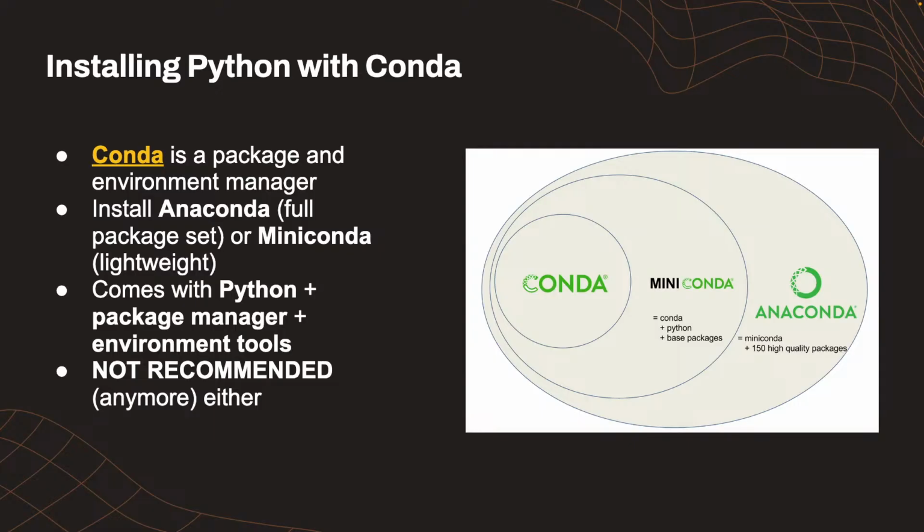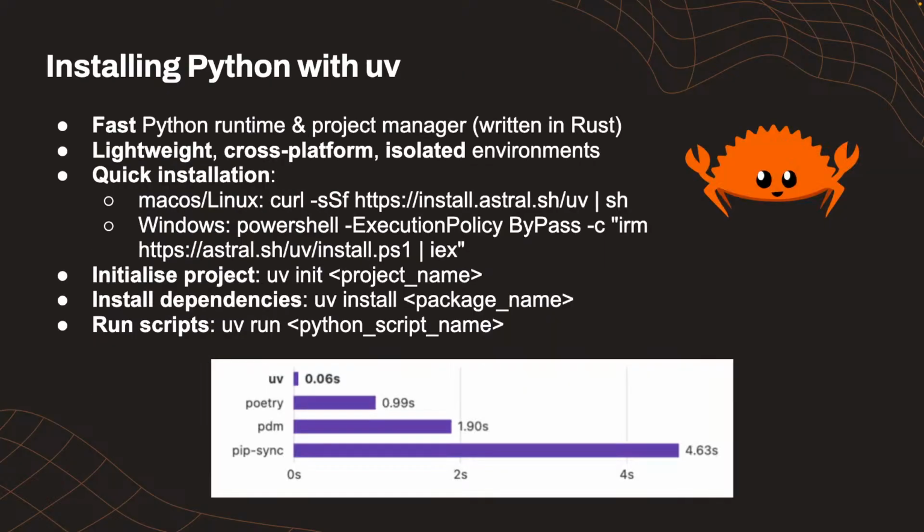So I mentioned before that the Python binary is not the actual recommended way. Another way is using Conda, which is a package and environment manager. You can either install Anaconda, which is a full package set, or Miniconda, which is more lightweight and easier to set up. It comes with the Python install, as well as a package manager and environment tools. However, this is still not recommended, at least anymore. A few years ago it used to be the default and recommended way, but now there are better alternatives that are way faster and easier to use.